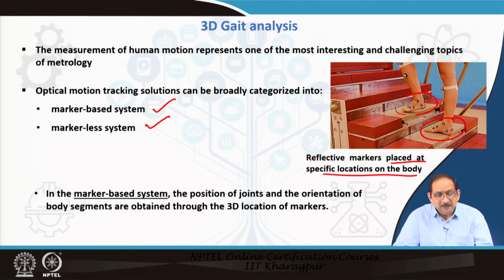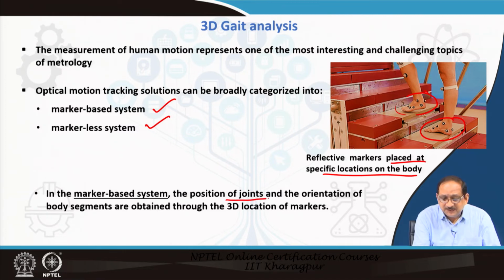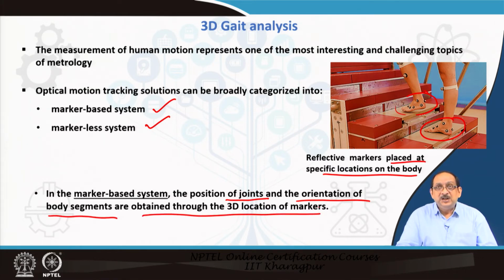In the marker based system, the position of the joints and the orientation of the body segments are obtained through the 3D location of the markers. Therefore, marker based systems are mainly used in specialized laboratories for clinical rehabilitation and other specific applications.